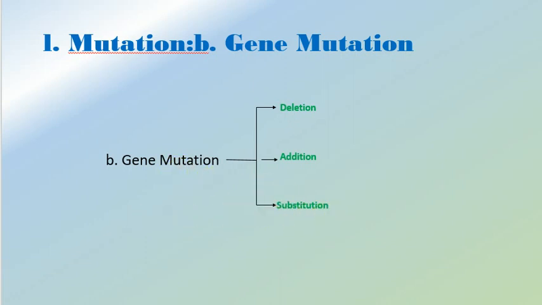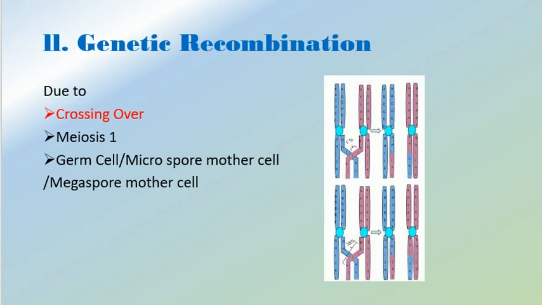Now, the second cause of mutation is genetic recombination. As we all know, cell division is of two types: the first is mitosis, and the second is meiosis. In mitosis no gene recombination occurs, but in meiosis there are chances of genetic recombination.